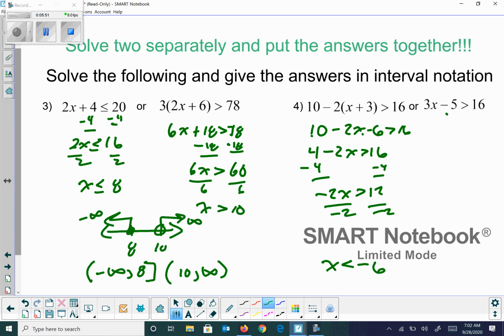Okay, second problem, let's add 5 to both sides. So 3x is greater than 21. Divide each side by 3. So x is greater than 7.